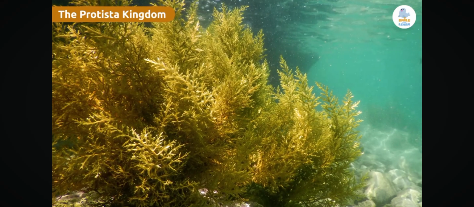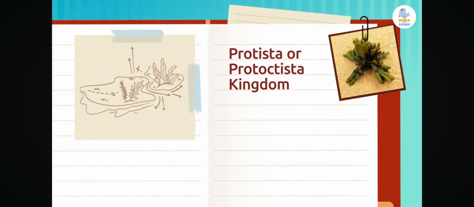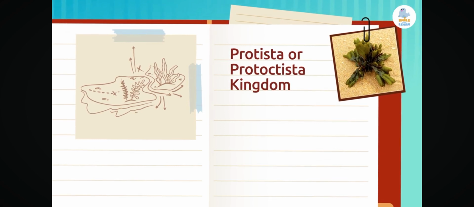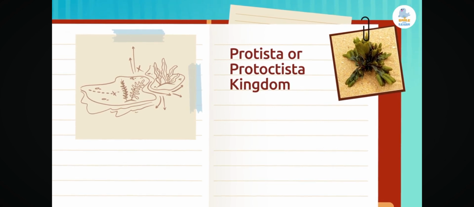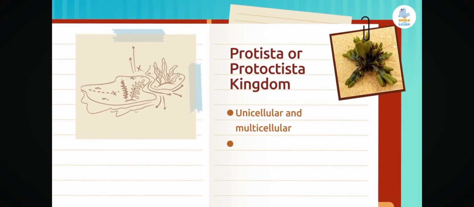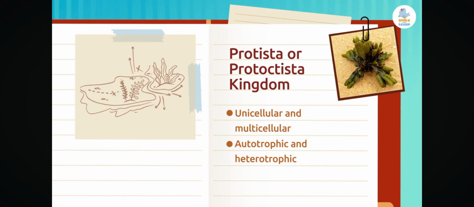Let's take out our notepad for the last time. The characteristics of the Protista Kingdom, or Productista, are as follows. They can be unicellular and multicellular organisms. And they can also be autotrophic and heterotrophic.